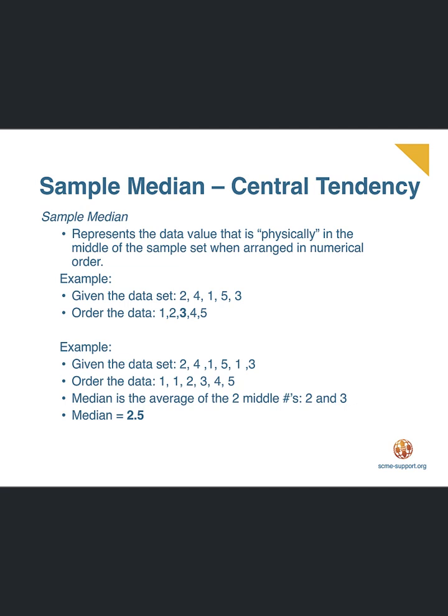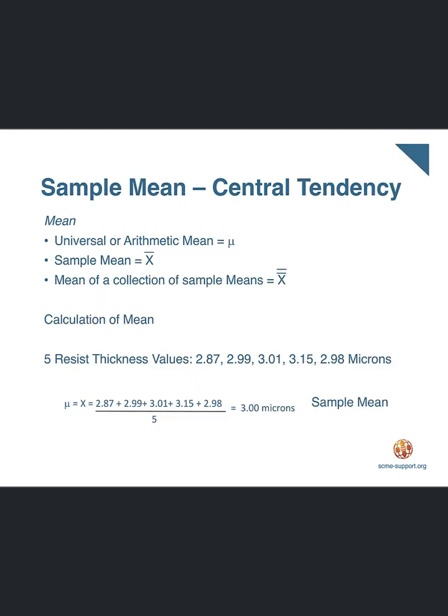This central location is the target that was referred to previously, or the center of the distribution. Median and mean should be a review for you, but just to get the statistical terminology straight, the universal or arithmetic mean is represented by mu. This means the mean of all data. But remember, with SPC, we are usually talking about the mean of a sample set of data. Therefore, the sample mean is represented by X bar.